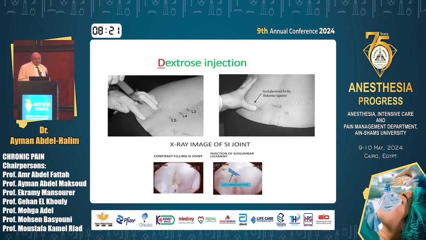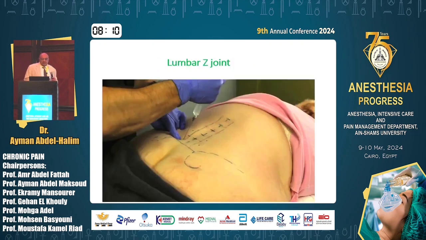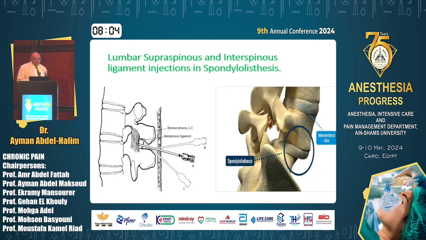And then you do the prolotherapy. In the old days, we did it with landmark techniques. Right now, we do it under X-ray, C-arm guidance. Lumbar Z points, the zygapophysial joints or facet joints, are also very useful for patients with spondylolisthesis. You can strengthen the ligaments: the supraspinous, interspinous, and facet joints.